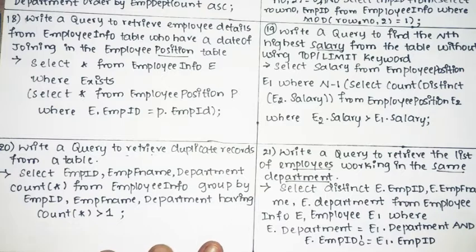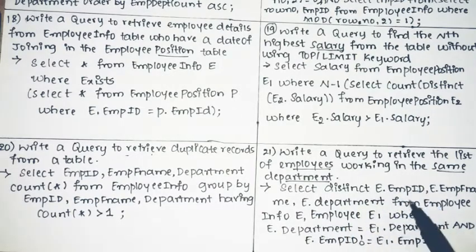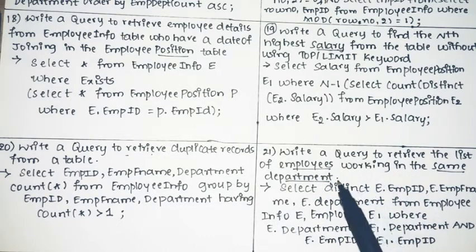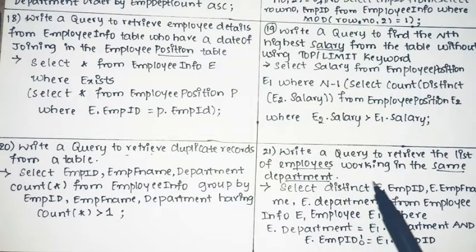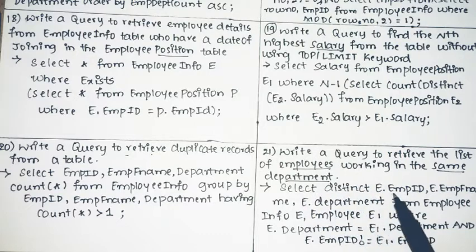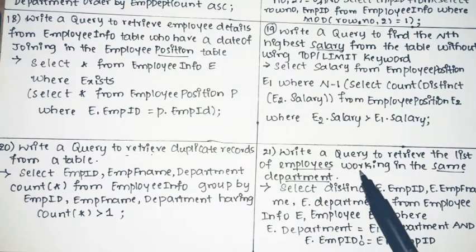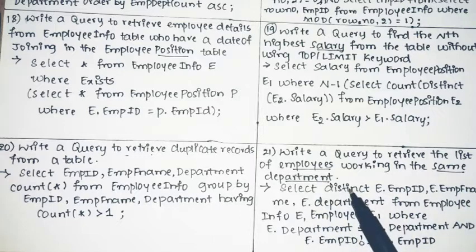So this will display the correct output for this query. Here you are going to select the distinct employee ID. They are told to retrieve the list of employees who are working in the same department. They will not particularly mention to display the employee ID or the first name, so you need to understand. Employee ID is the common column in both the tables.